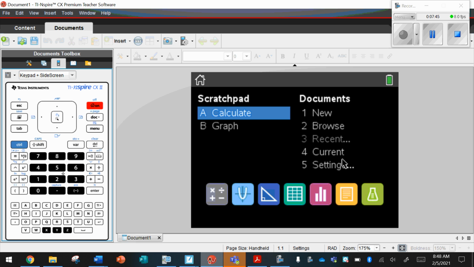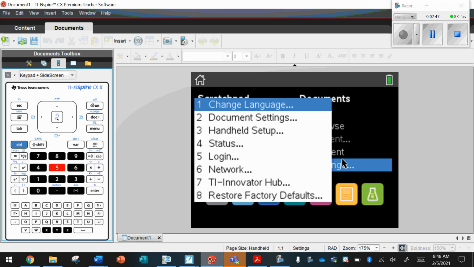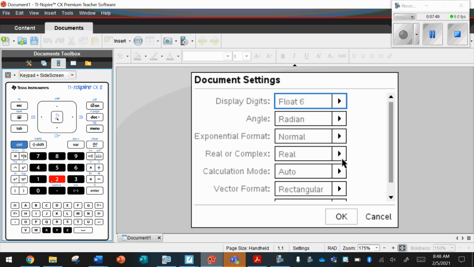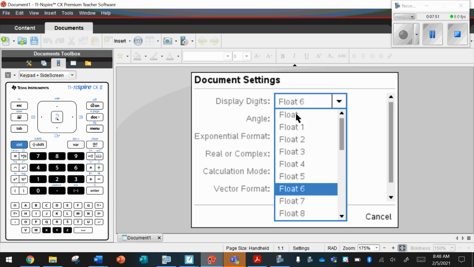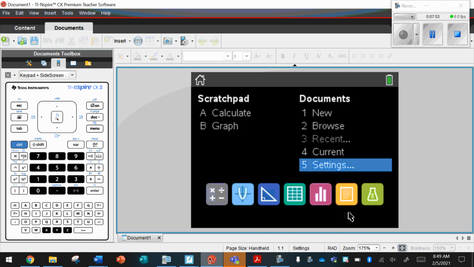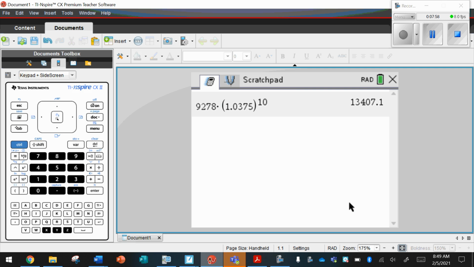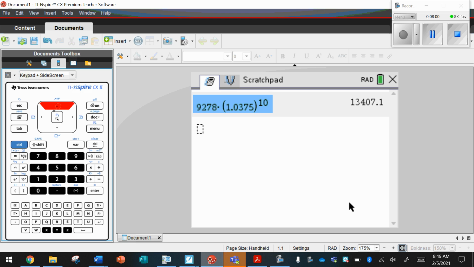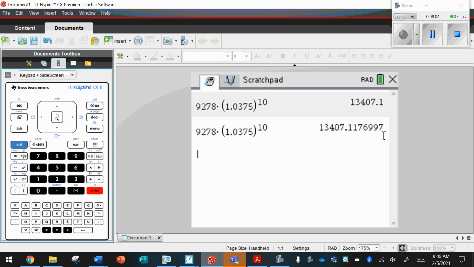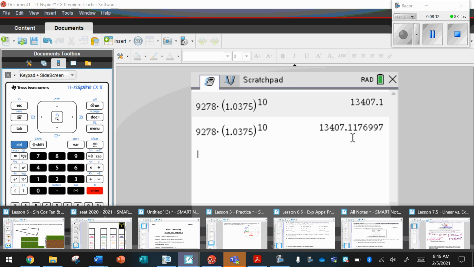Now, if I want to see more decimal places, one of the things that I need to do on my calculator is go to my settings. And I want this to float. And then I'll go back. And let's see if that makes a difference. And now I have more decimal places so I can be more accurate with my result. $13,407.12.